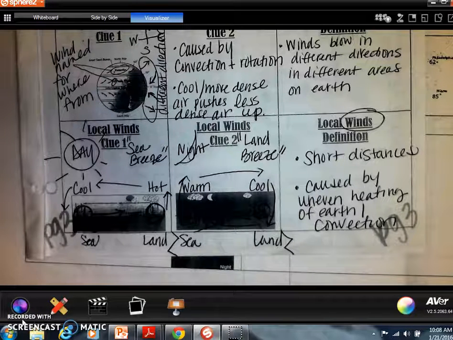All right, so check out and make sure we've got everything we need. For local winds, clue 1, make sure we have day, sea breeze. Make sure your arrows are going in the correct direction. And then for your local winds, clue 2, make sure we have night, land breeze. Make sure we have our cool and warm in the correct locations. Remember, they switched, and that means our cycle is now backwards. So for local winds, short distance, caused by uneven heating of earth and convection.